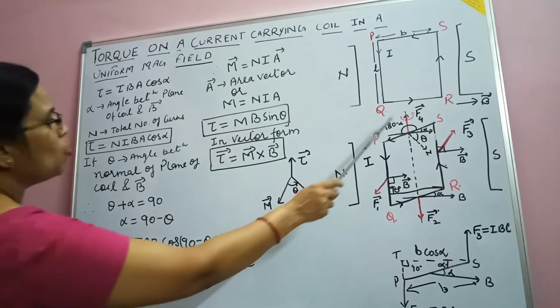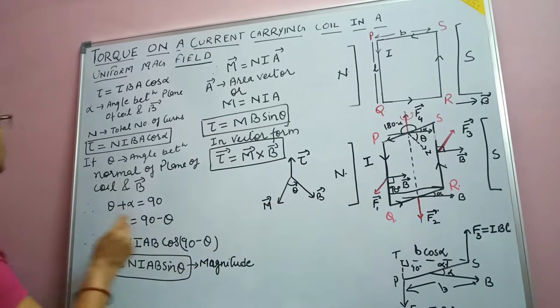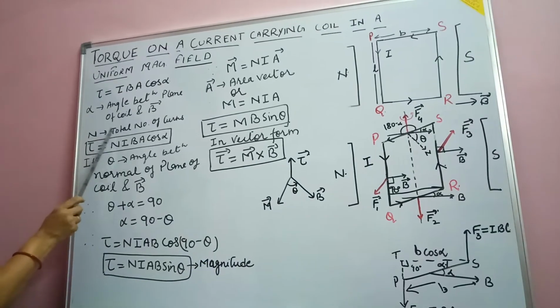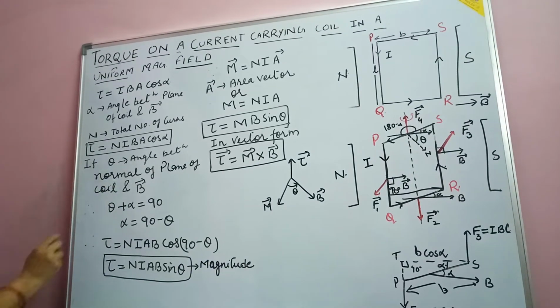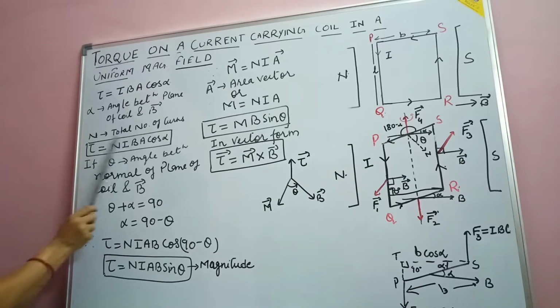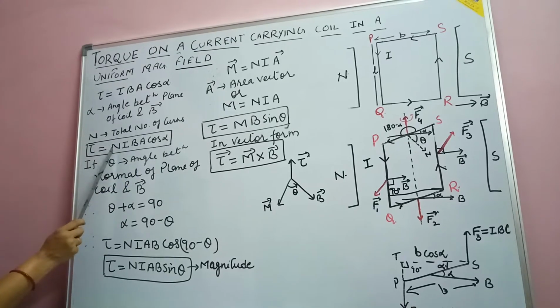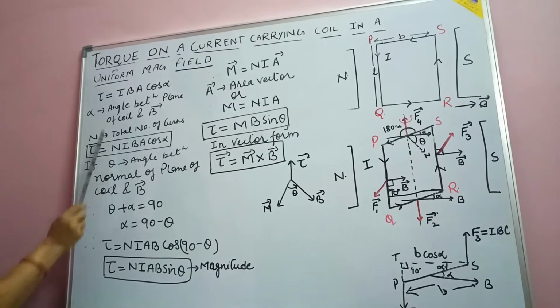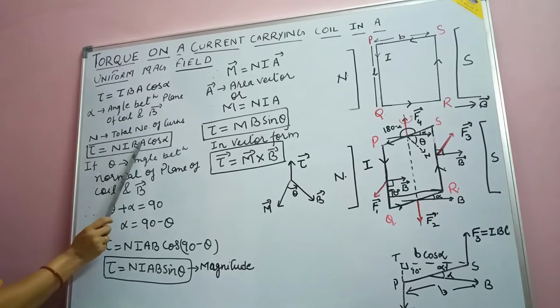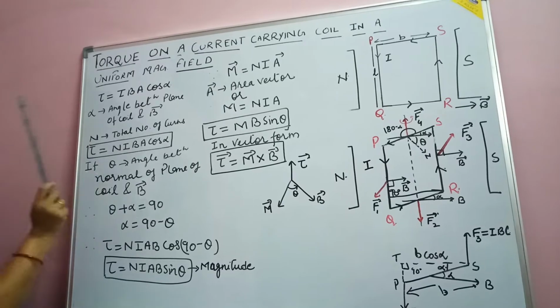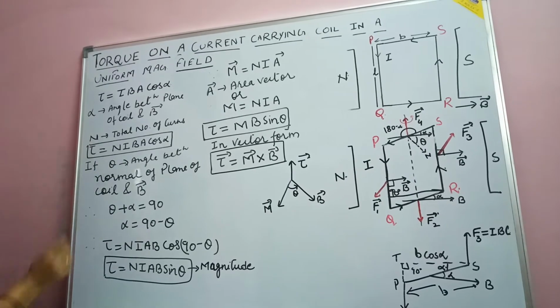But if we have more turns of the coil, and capital N represents the total number of turns, then the torque on the total number of turns is obtained by multiplying the above expression by N. So torque is equal to NIBA cos alpha, which is the formula of the torque for N turns.